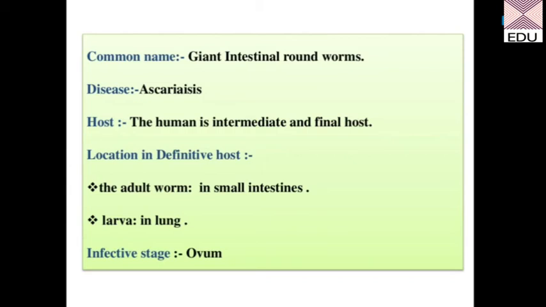Now students, the common name is the giant intestinal roundworm. The disease it causes is ascariasis. The host is the human. The location is the small intestine. The larva may go into the lungs for its growth, but that will be taken up in the later lectures. The infective stage is the ovum.